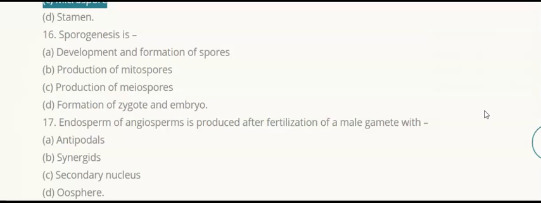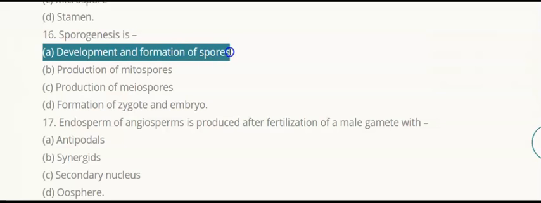Question number 16. Sporogenesis is: development and formation of spores, production of mitospores, production of meiospores, and formation of zygote and embryo. Very simple answer. Sporogenesis means the formation of spores. It may be megaspores or microspores. So we go with this option here. We move to our next question.